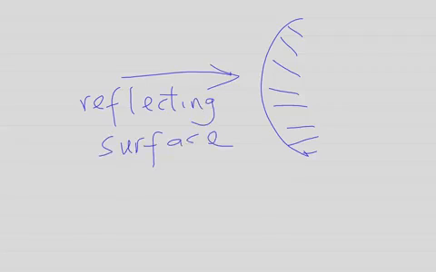Now there are different kinds of image that may be formed depending on the reflecting surface or the mirror. This is a convex mirror. So depending on the mirror we are considering, the image also may be different.